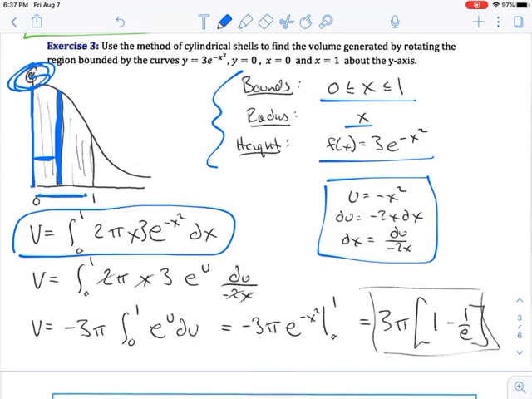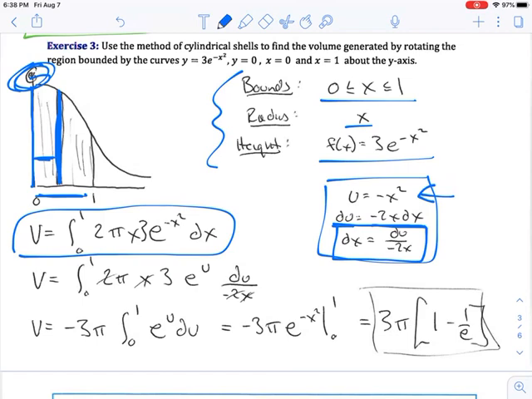So if you need to, go back and review from Calc 1 on how to do u substitution. The Organic Chemistry Tutor has some really good videos. There's lots of really good videos out there on that. But you basically start by letting u be equal to negative x squared. Take the derivative of both sides. The derivative of u is du. The derivative of negative x squared is negative 2x dx. And then solve that for dx. And when you solve that for dx, you get dx is equal to du over negative 2x.